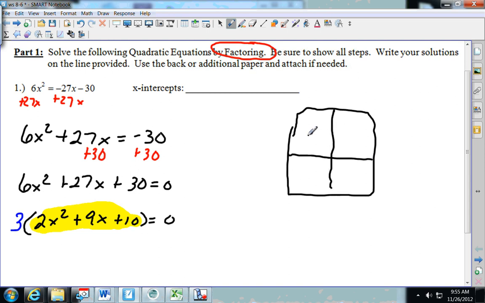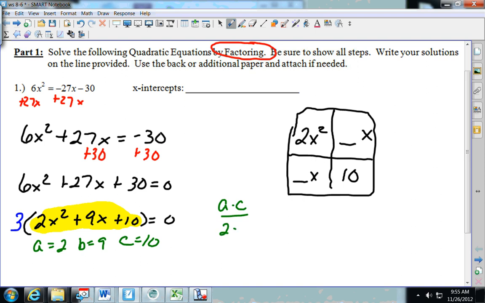In the upper left-hand corner is 2x squared. Bottom right is plus 10. Something x, something x. I got to figure out what to do. Well, first off, a is 2, b is 9, c is 10. You take a times c. 2 times 10 is 20. I need the factors of 20 that give me 9. Well, remember, you can go to y equals and put in there 20 divided by x, and it'll list your factors. But the factors are going to be positive 4 and positive 5.